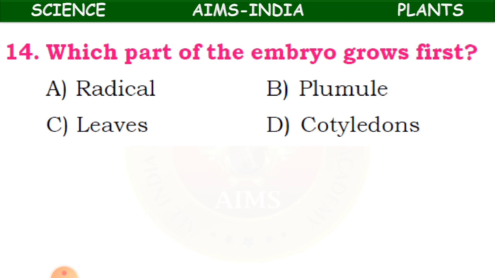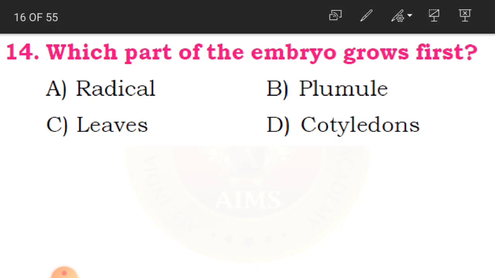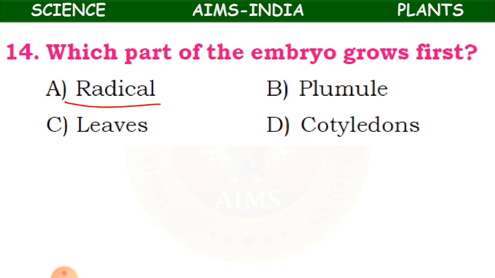Which part of the embryo grows first? So what did we learn children? Even before, we learned about the radicle, plumule, leaves and cotyledon. And first, what happens? First it has to develop into the root system. And where does this happen? That is the radicle. Radicle, that is A option. A option is the correct answer. This part is going to grow first.